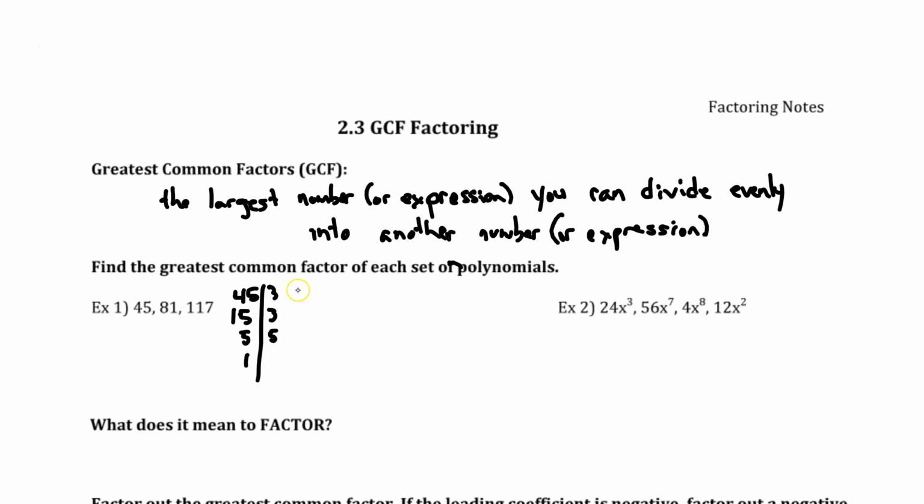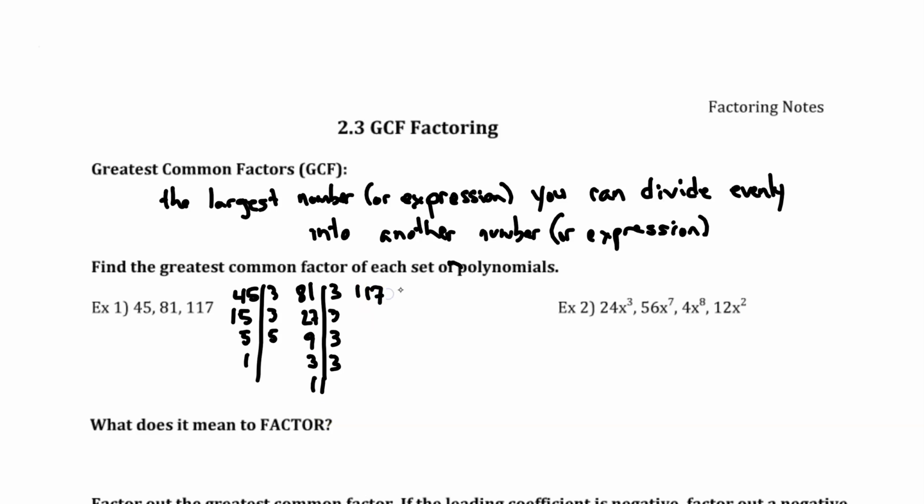takes up less space. So I've got 81. 2 won't go into 81, but 3 will, and it goes in 27 times. 3 goes into 27 9 times, 3 goes into 9 3 times, and 3 goes into 3 1 time. When you get to 1, you're done.